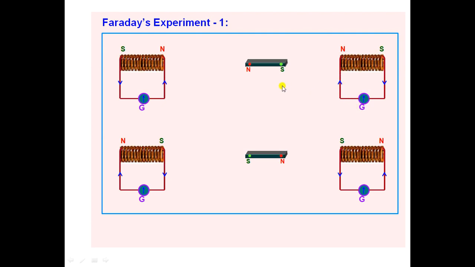So as compared to this segment, here only the bar magnet direction is opposite. The S pole is here, the N pole is here. Whatever is observed in this segment will be exactly opposite to what was observed earlier. So like this, Faraday's first experiment is performed.